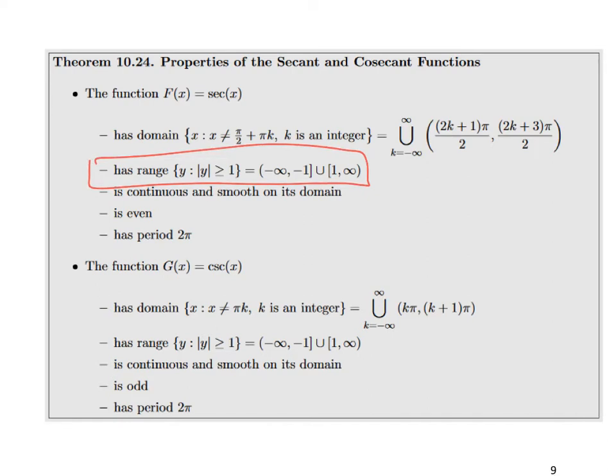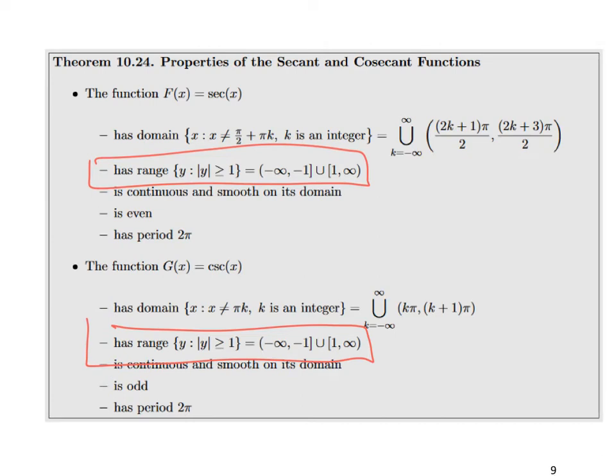The cosecant is similar. Its range is similar. There's a place on my y-axis in which I don't have any values. So that's what this is saying here. Again, I'm going from negative infinity to negative 1, and then 1 to infinity without transformations.